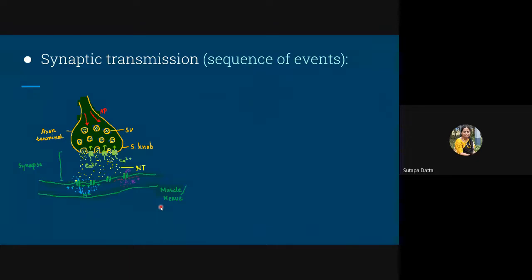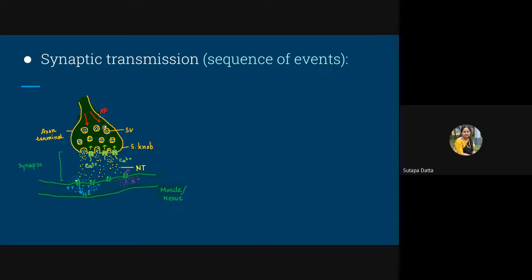Now, what is the sequence of events in synaptic transmission? This is my hand drawing, so it is not so clear, but I would like to explain it as clearly as possible. So you can understand this is the nerve terminal. This is the axon terminal, this one. And this we can say is the synaptic knob. These are the synaptic vesicles. As you can understand, these round vesicular structures are the synaptic vesicles, and these are neurotransmitters.